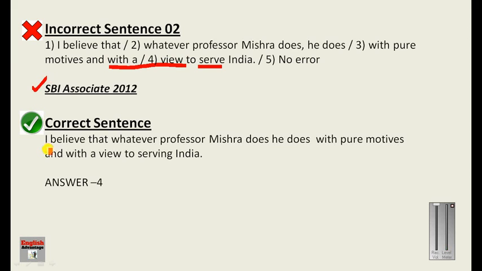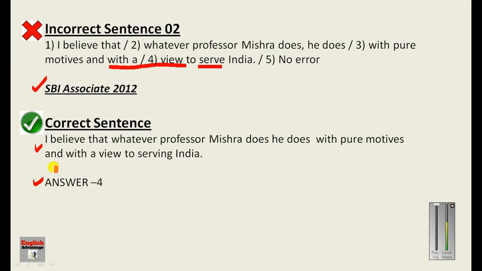So very important sentence. So in place of this serve, you have to say serving. Just see here, this serving. So this is the correct sentence. I believe that whatever Professor Mishra does, he does with pure motives and with a view to serving India. So here your answer will be 4, and this is a very important and very common sentence in banking exams.